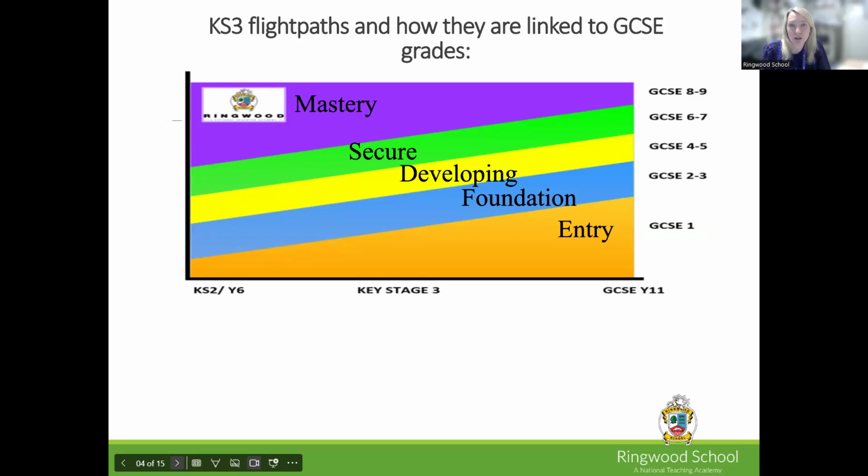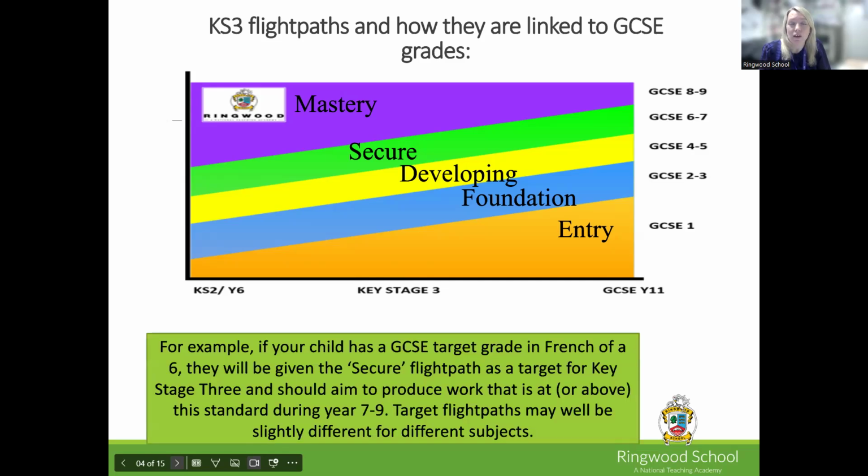If a student has a grade 2 or a 3 targeted for their GCSE, they would be given a flight path target of foundation. If their GCSE target is a grade 4 or 5, they would be given a target flight path of developing, and you can see how that builds up. So for example, if your child has a GCSE target grade in French of a 6, they would be given a target flight path for Key Stage 3, so for year 7, 8 and 9, of secure. They should be aiming to produce work that is at that secure standard or possibly above it, in order to, at the beginning of year 10, put themselves on a trajectory to hopefully go on and either achieve or exceed their target GCSE grade.